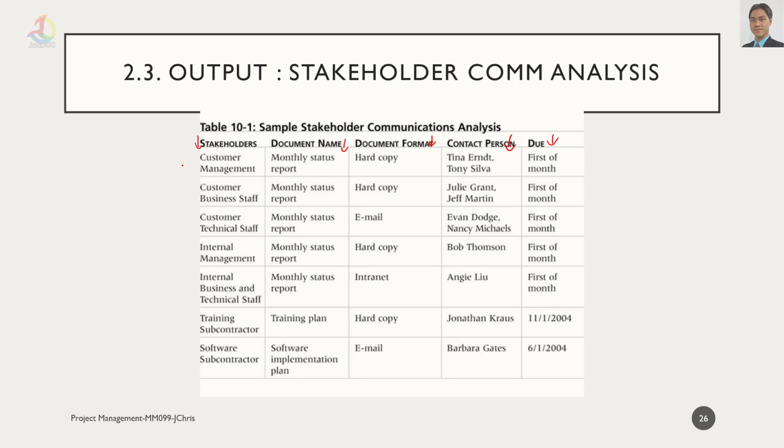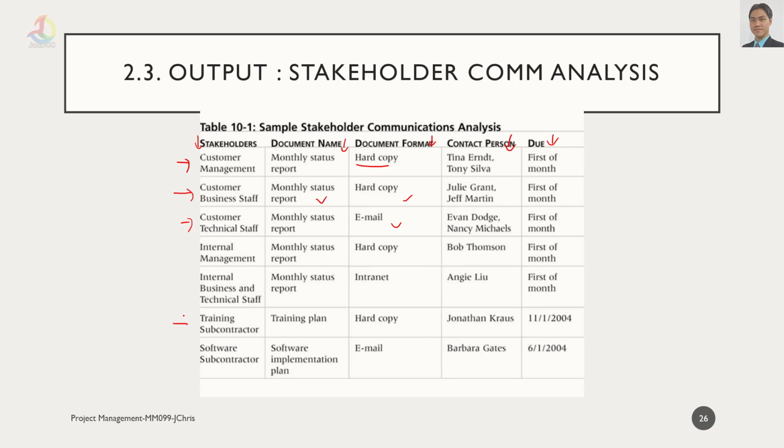So for example, it's like this. The stakeholder of the project comes from the customer management department, and they say, hey, I just want a monthly status report in hard copy. Okay. And another stakeholder may be from customer business staff. They only want a monthly status report also with hard copy. Customer technical staff want it in email, and so on.